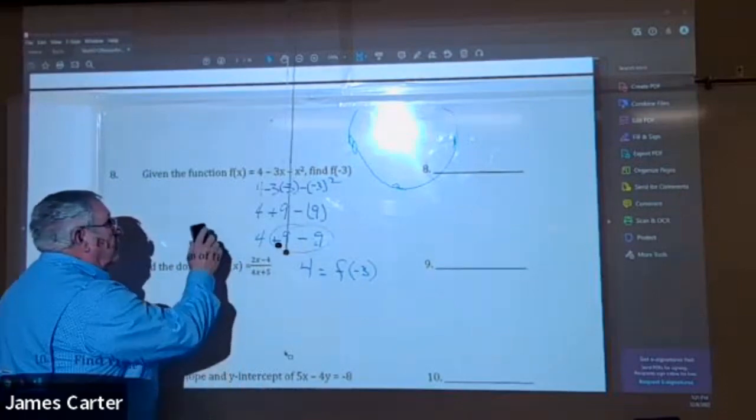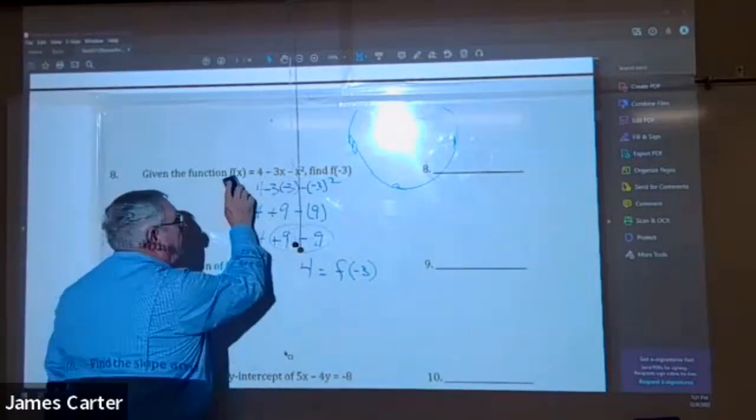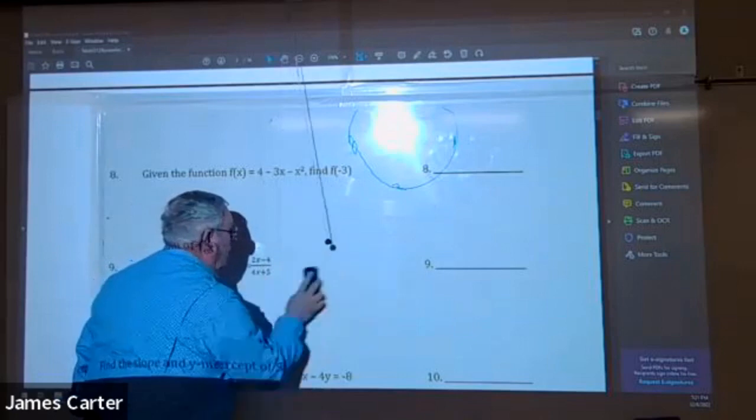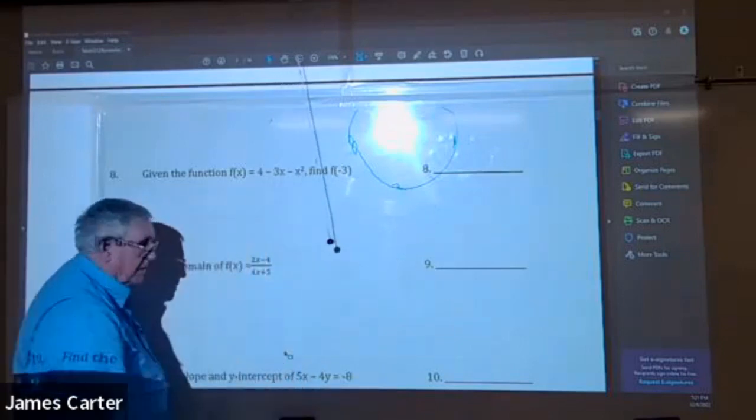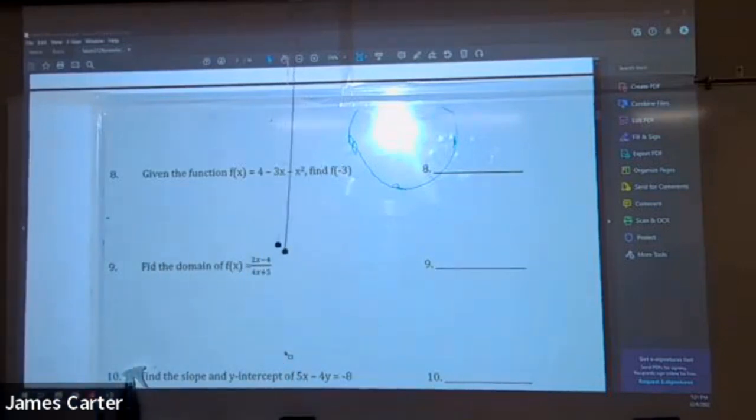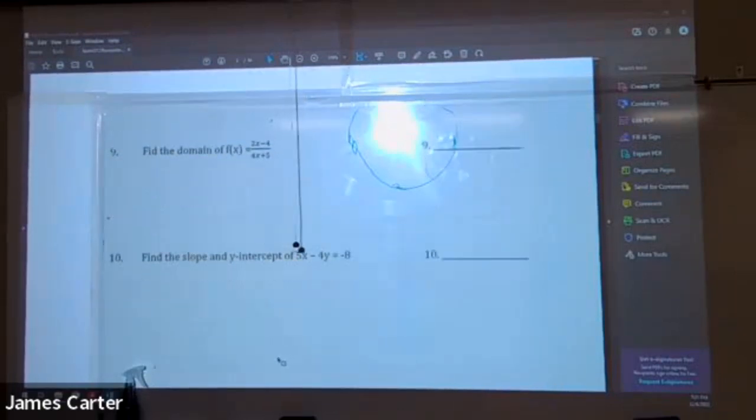Anyone not ready for me to erase? Good thing the semester's about over, because these markers are about over too. They're starting to get faded.